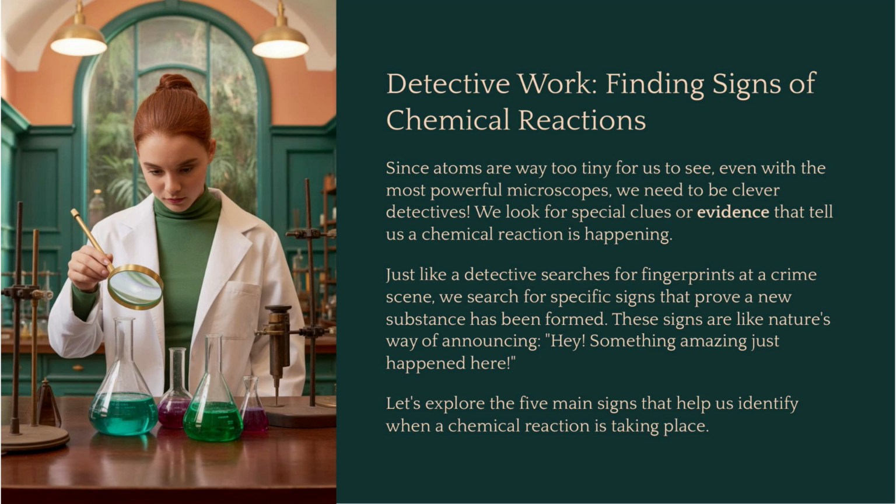We can't see the individual atoms rearranging, so how do we know a chemical reaction has occurred? We look for evidence, observable signs that a new substance has been formed. When a baker bakes a cake, they can tell it's done by the smell, the color, and the texture. Similarly, scientists look for these kinds of clues to confirm a chemical reaction.